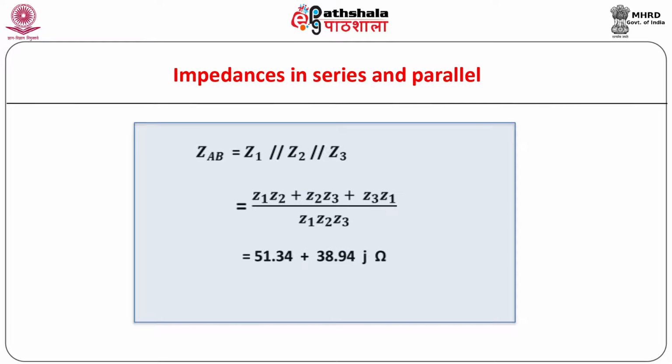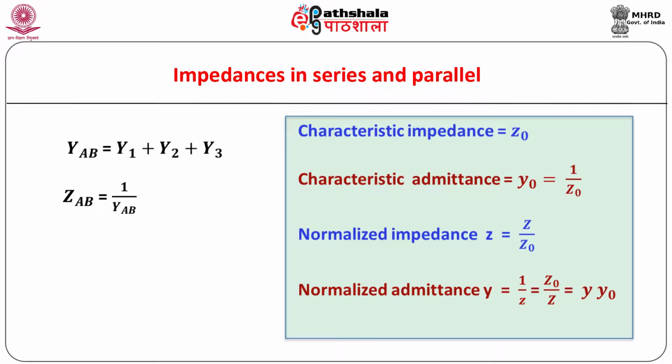The required impedance ZAB can be calculated by using the formula ZAB equal to Z1 in parallel with Z2 in parallel with Z3, and the answer is as shown. The same result can be obtained using admittances as shown. The numerical calculations in both cases are somewhat tedious. The Smith chart can be used to obtain the required impedance graphically in a relatively easy manner.